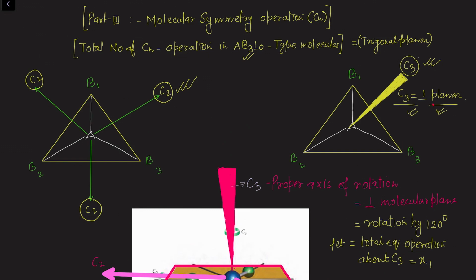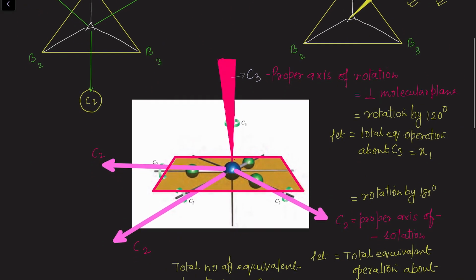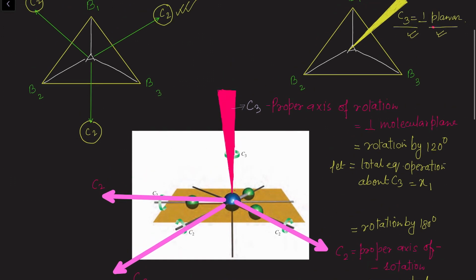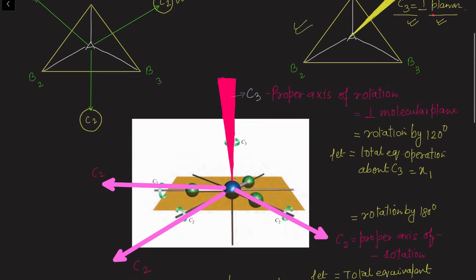To understand the presence of this C3 proper axis of rotation, I am taking the example of a 3D structure. In my previous video also, I already explained how this C3 and C2 axis are present. But it is very difficult to visualize the molecular plane in this structure. So to understand the concept of the molecular plane, let's see this 3D structure. In this 3D structure, you can easily understand where the molecular plane is. To understand it, I am going to draw the molecular plane. Please observe it. When you observe this shaded area with the pink color, this full area is the plane of the molecule.